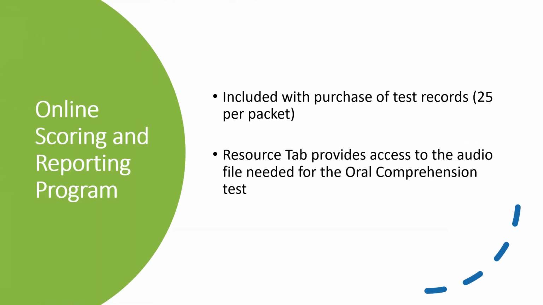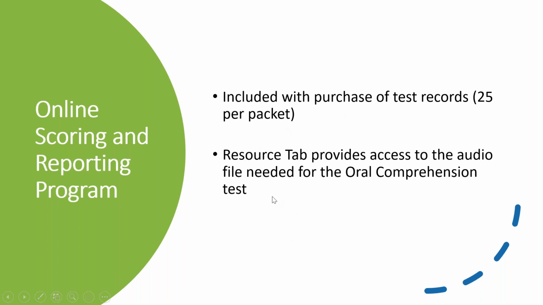You'll still need your easels. You'll still need your student workbook. It's not like Q Interactive where stuff's done all on an iPad or whatever, but it is a way for you to go more digital. So again, online scoring and reporting is included with a purchase of the test record. So when you purchase the battery, you get 25 test records, 25 score reports, and 25 workbooks per packet.